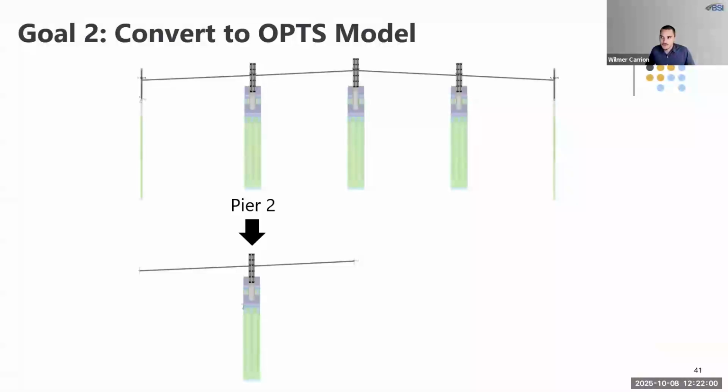Our second goal, if we have time near the end, is to take this one step further and convert our bridge model into an ops model with Pier 2, which was the original pier that we built up, as our focus. Okay, so let's go ahead and open up FB-MultiPier if you'd like to follow along.